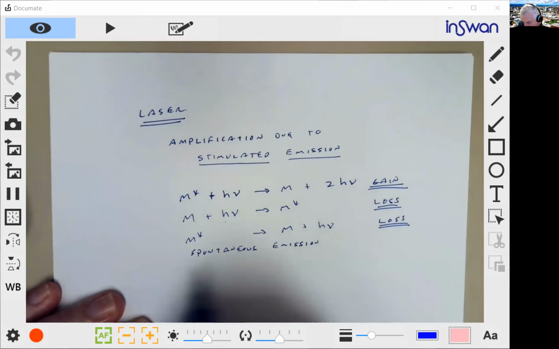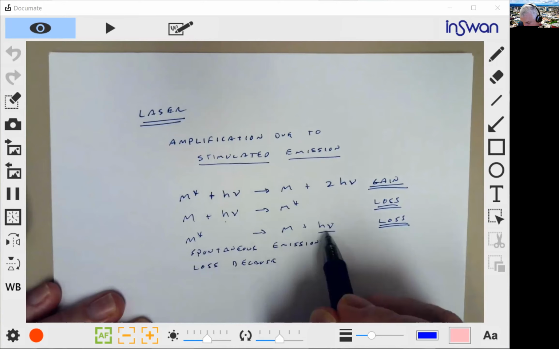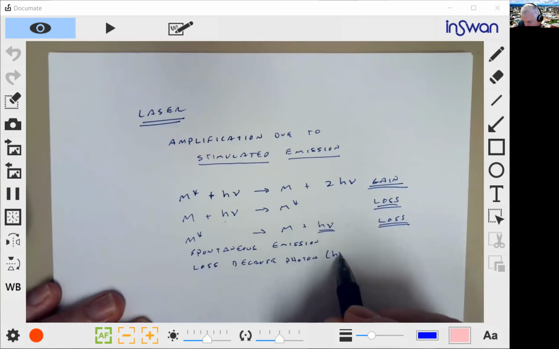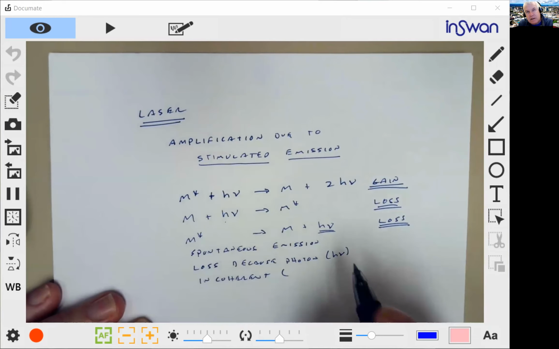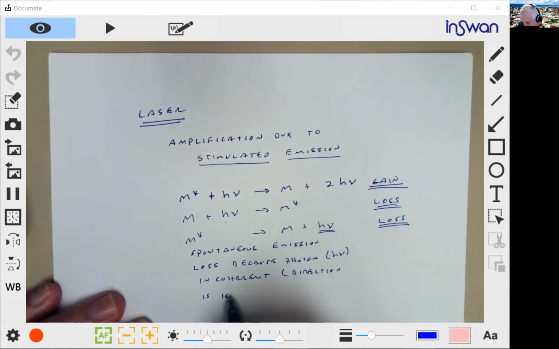And the reason that it's a loss is because the photon that's created is incoherent. In this case, it's mainly the direction of the photon that's created. The direction is isotropic. So it's all directions.